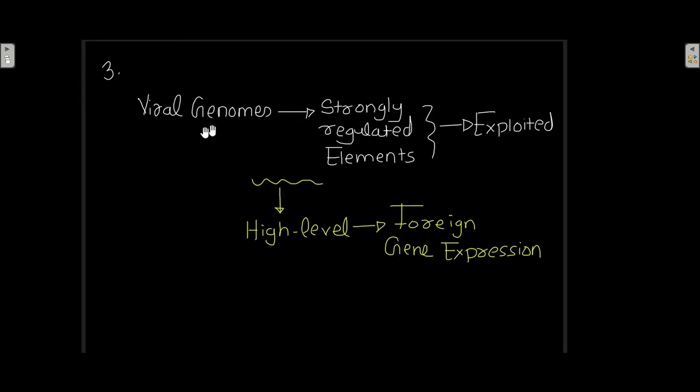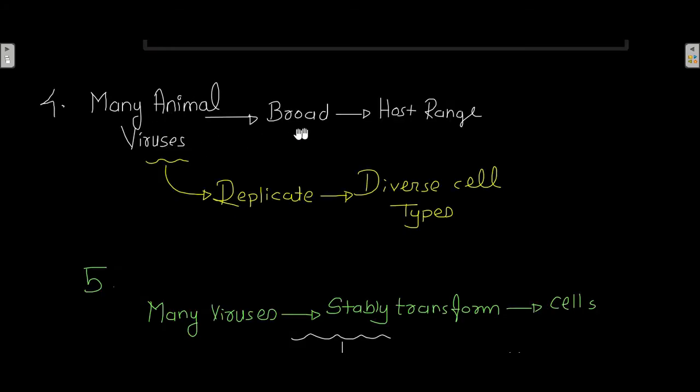Now viral genomes have strongly regulated elements, and these elements of the viruses can be exploited for a high level of foreign gene expression. So viral genomes have some elements. If we exploit them, then we can achieve a high level of foreign gene expression, and that is another advantage. Many animal viruses have a broad host range, and that is the reason why they can replicate in diverse cell types. Okay, they have a broad range, and in many different cell types they can replicate.